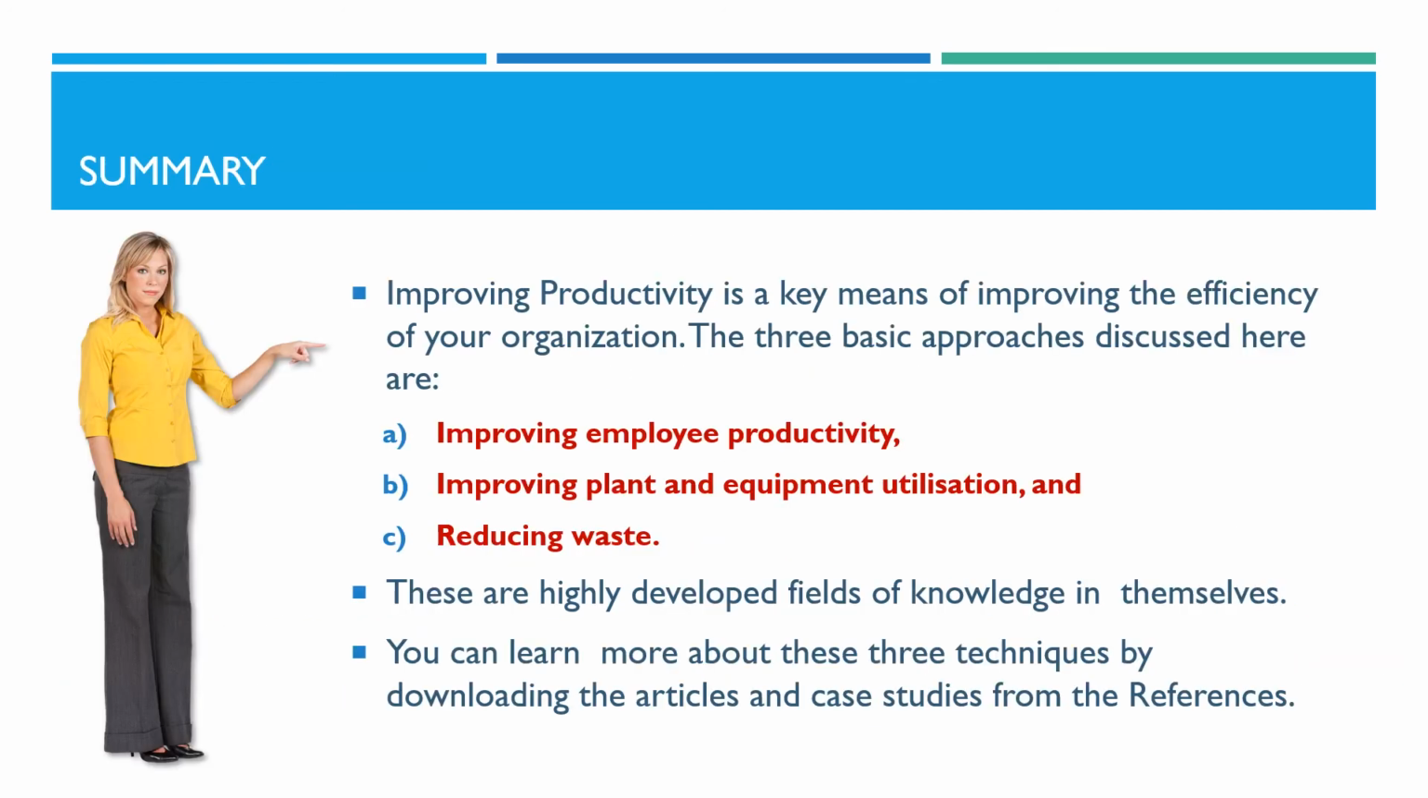Improving productivity is a key means of improving the efficiency of your organization. The 3 basic approaches discussed here are: improving employee productivity, improving plant and equipment utilization, and reducing waste. These are highly developed fields of knowledge in themselves. You can learn more about these 3 techniques by downloading the articles and case studies from the references.